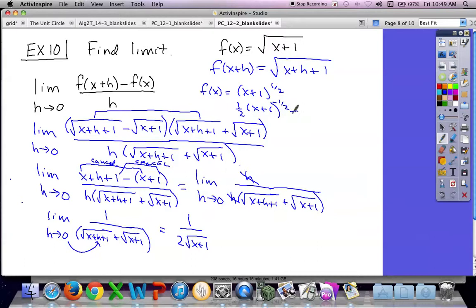Negative 1/2, right? And how do you resolve the negative exponent? You flip it to the other side of the fraction, right? So now we've got 1 over 2 times x plus 1 to the positive 1/2. But that's that. It's the same thing. So you can use the same pretty simple technique for finding derivatives, even when it's a radical. Just write it as a rational exponent, and you do the same thing.